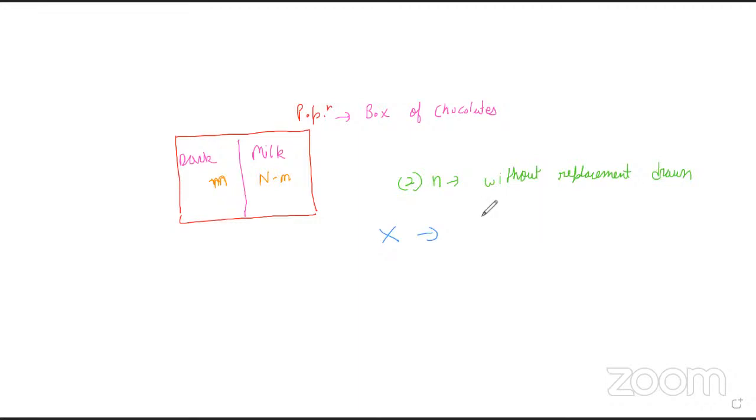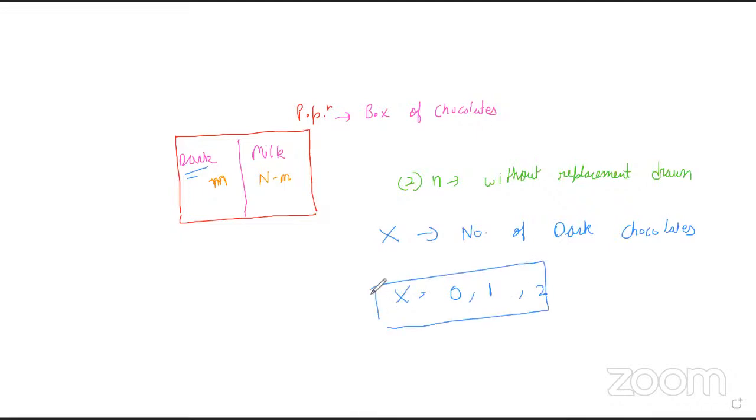And now you need to find the number of, out of these drawn elements, how many elements belong to one specific category. Like here we are interested in the number of dark chocolates, right? Let's say x is the number of dark chocolates. So what all possible values can your random variable x take? Either 0 dark chocolates are drawn, or 1 dark chocolate is drawn, or both of the drawn are dark chocolates, right? But our question asks that one among the two drawn is dark chocolate. So we are interested in the probability that x takes the value 1, right?